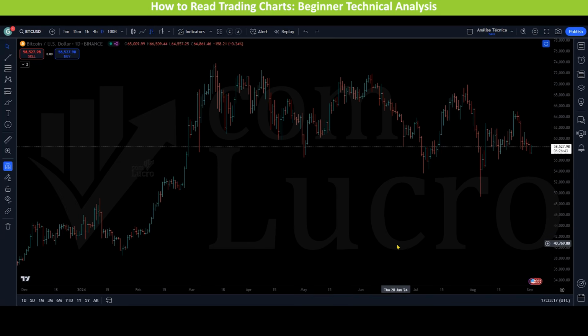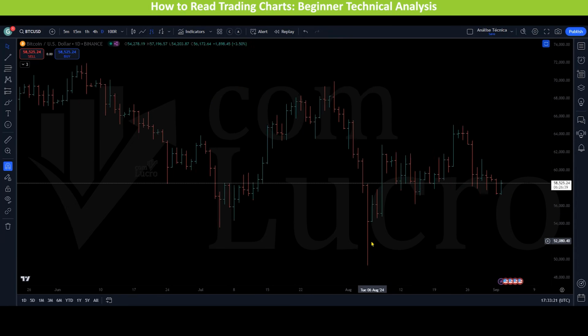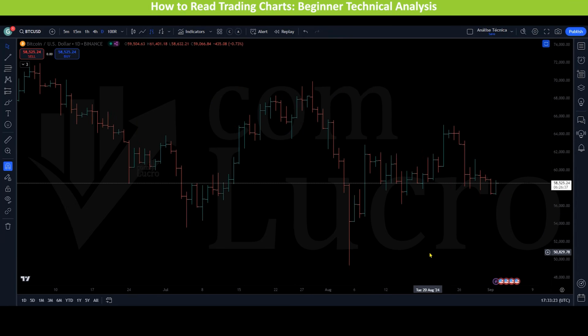Next, I will switch to the bar chart. I will change the chart type, and now you can see a more detailed representation. Each bar corresponds to a specific period and shows four key pieces of information: the opening price, the closing price, the highest price, and the lowest price during that period.